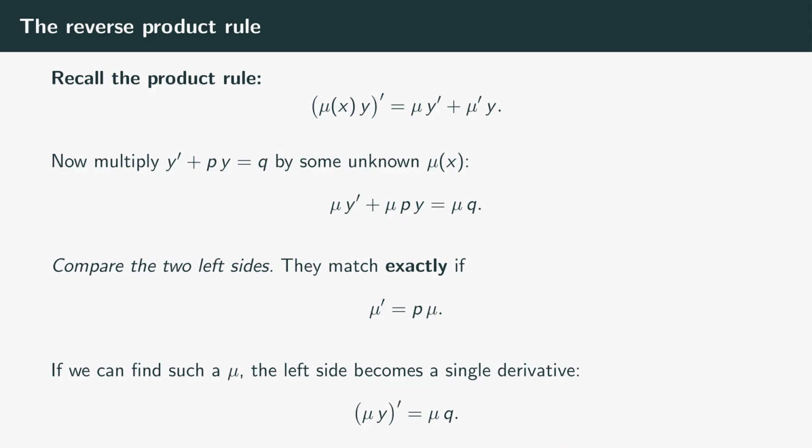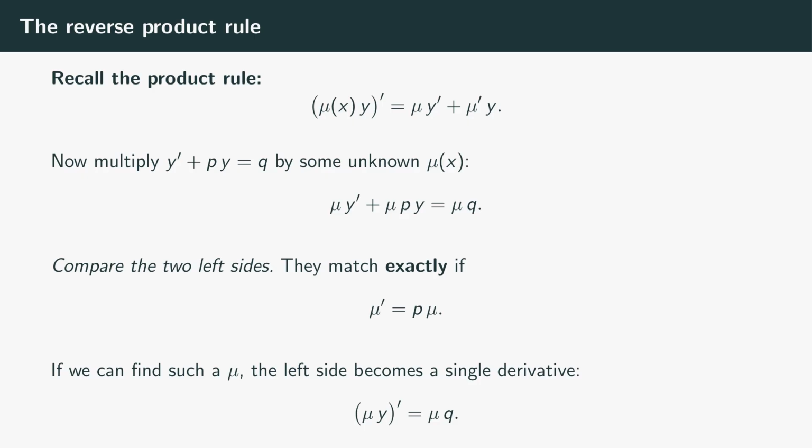Here is the whole idea in one move. Remember the product rule. The derivative of mu times y equals mu times y prime plus mu prime times y. Hold that shape in your mind. Now take our equation, y prime plus p y equals q, and multiply every term by some mystery function mu of x that we have not chosen yet.